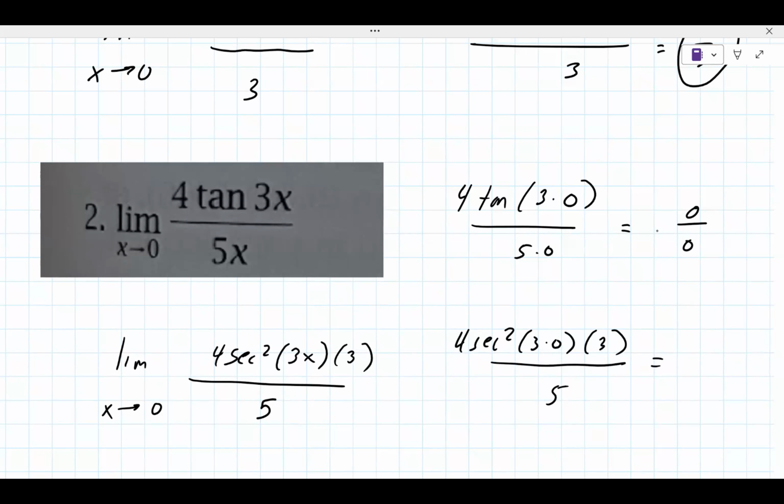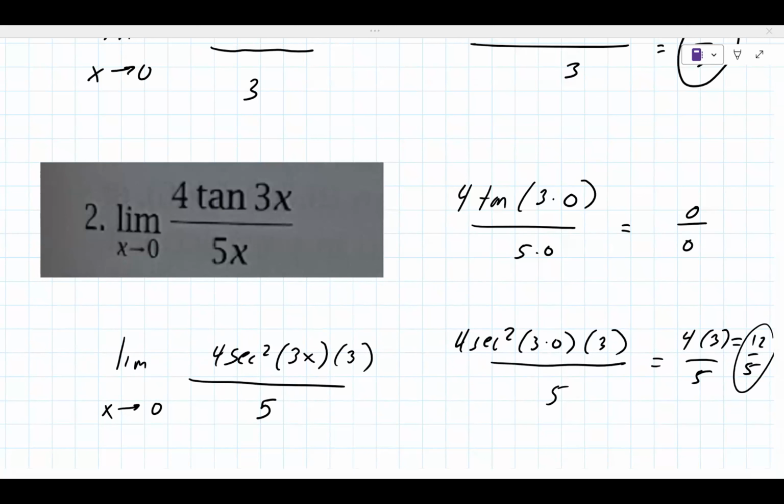Cosine at 0 is 1, so 1 over 1 is 1. A lot of words to say that secant squared of 0 is 1. So it ends up being 12 over 5. Okay. Any questions on that? No?